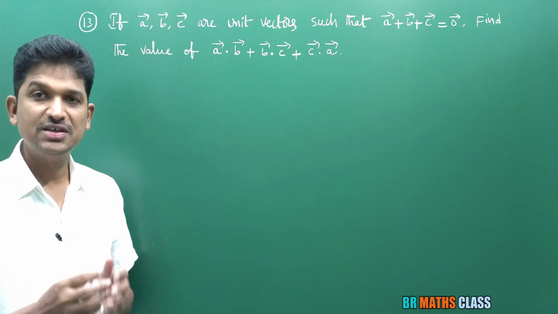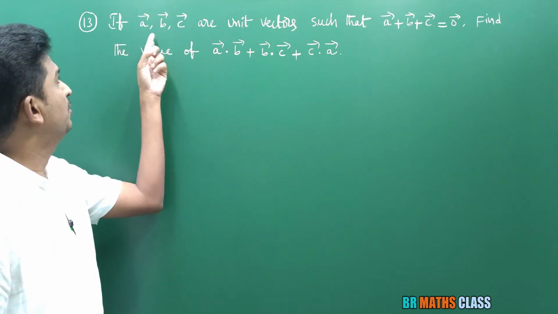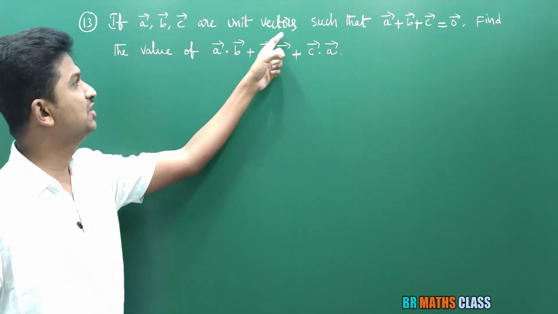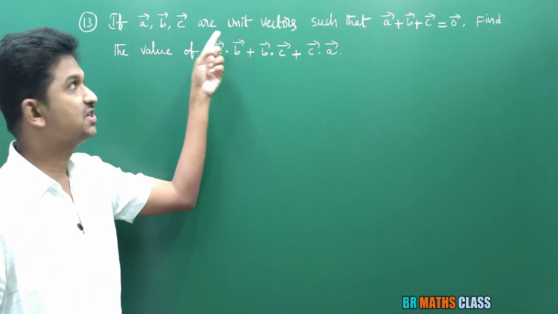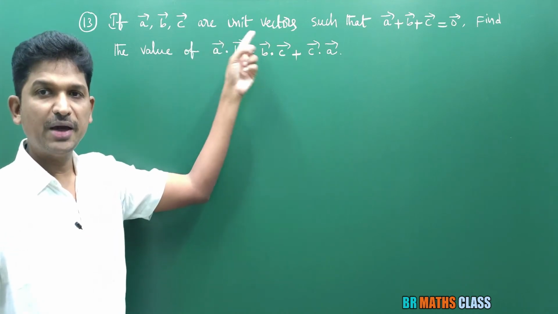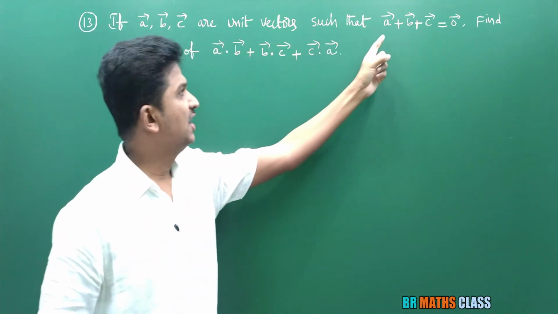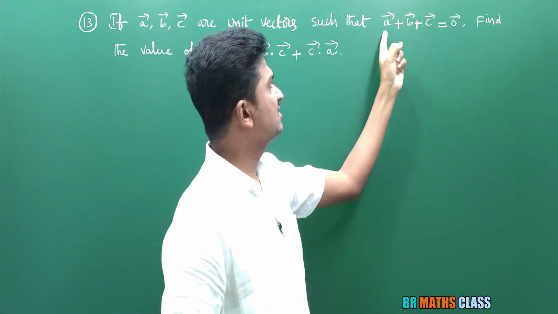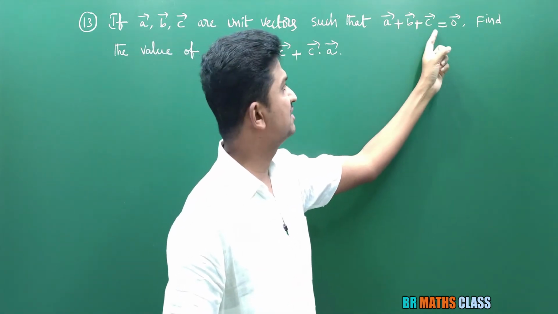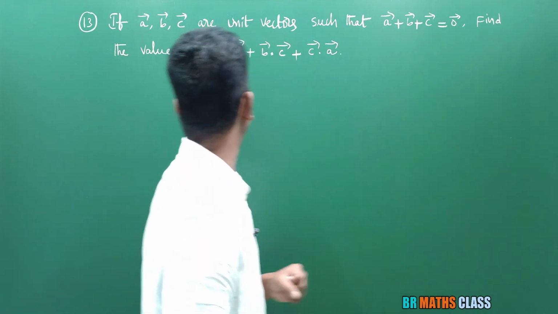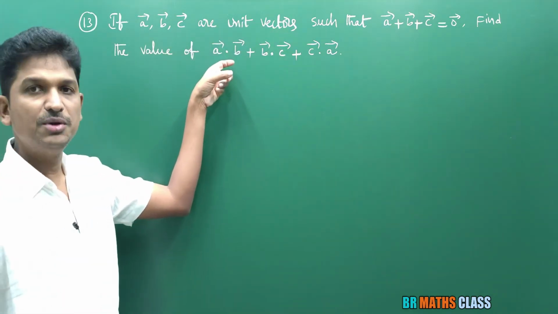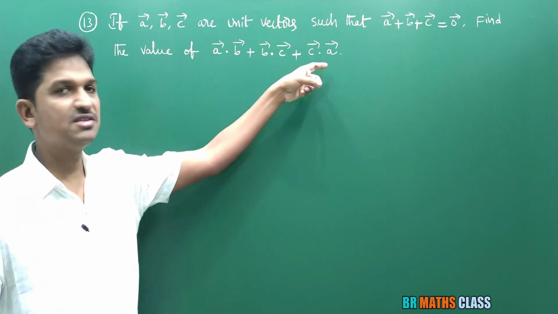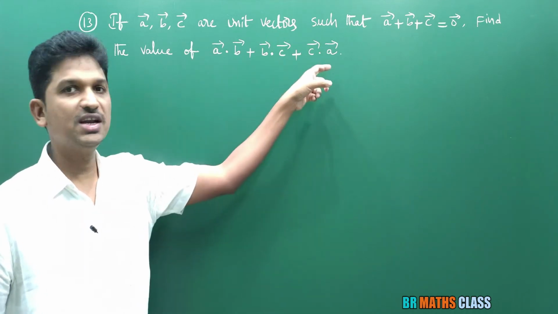You observe this question number 13. If A bar, B bar, C bar are unit vectors, important information. Unit vectors means their magnitude is 1, such that A bar plus B bar plus C bar equal to 0 bar. That means they are saying that A bar plus B bar plus C bar is a 0 vector. Find the value of A bar dot B bar plus B bar dot C bar plus C bar dot A bar. They are asking to calculate this value.